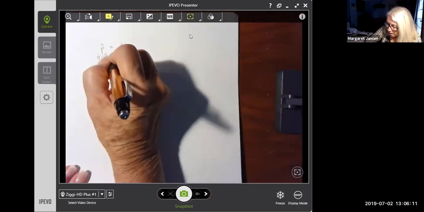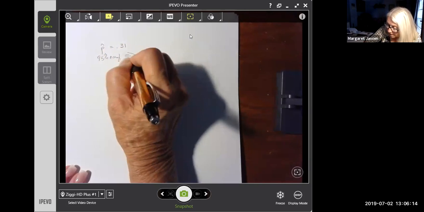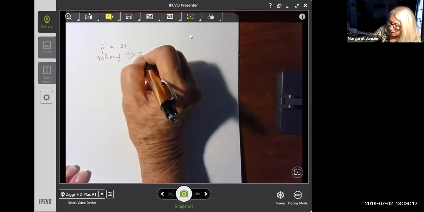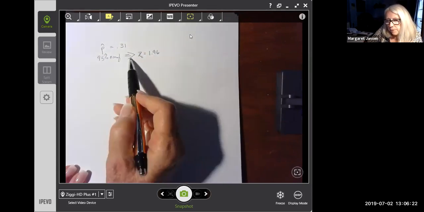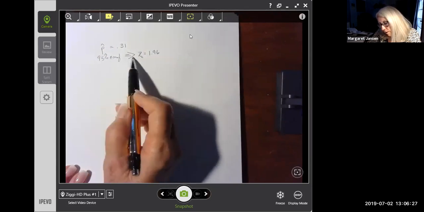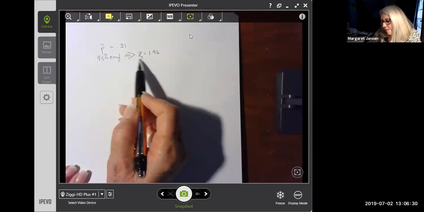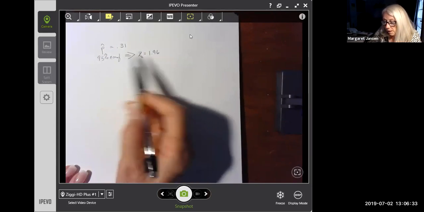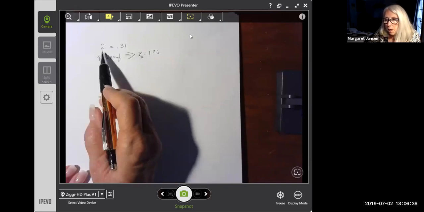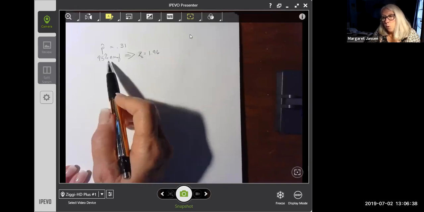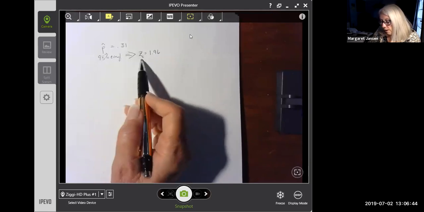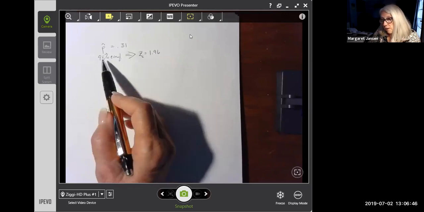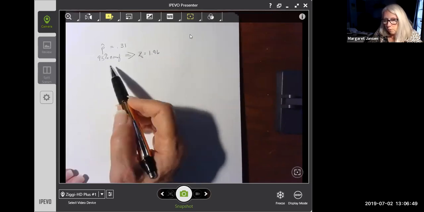95% confident, when you're talking about proportion, means that I have a z critical value of 1.96. And again, see this little arrow that I use? It means that this in some way implies this other thing. So 95% confidence when I'm dealing with a proportion tells me I'm going to use a z-distribution table, and I'm going to choose the z-value for 95% confidence. So that's that little square table in the corner of the z tables.